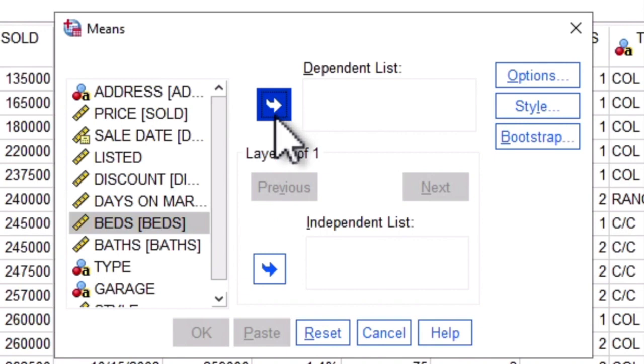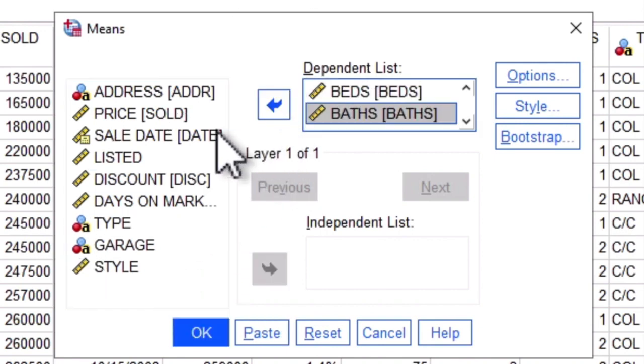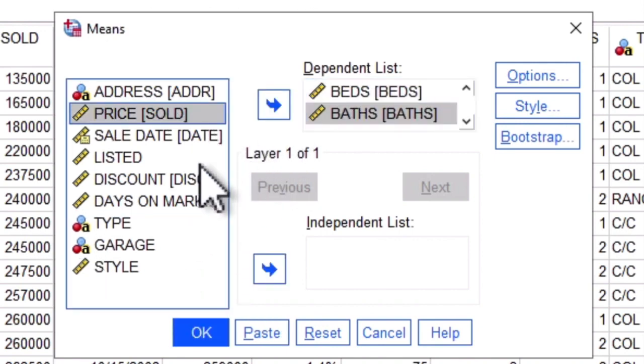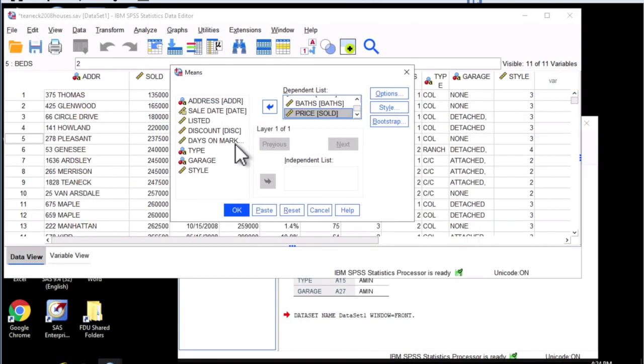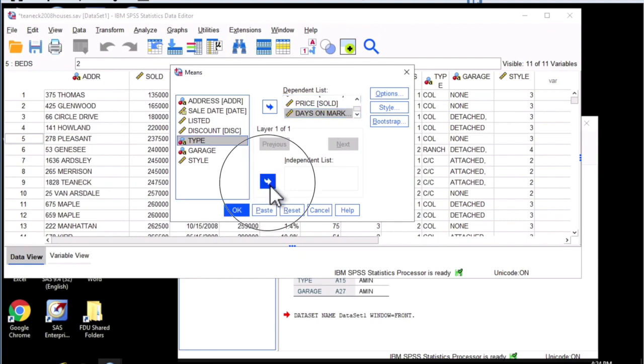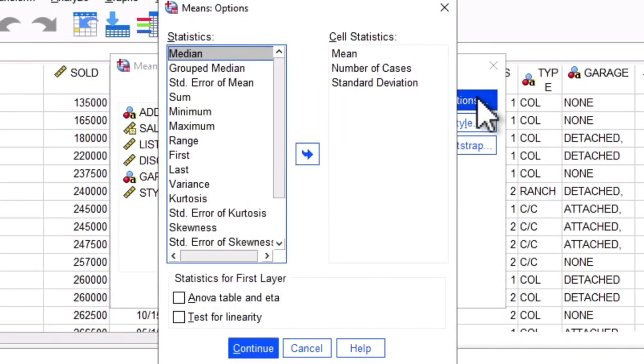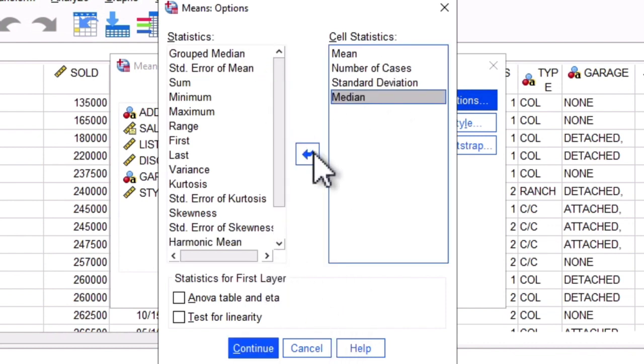And the dependent list is the things that we want to get means on. So let's say the number of bedrooms, the number of bathrooms, and the sale price. Oh, and days on market. Why not do everything? And we're going to do this for each house type. Okay? So we're going to go into options just because we can. We're going to look at the mean, number of cases, standard deviation, and just for fun, the median.